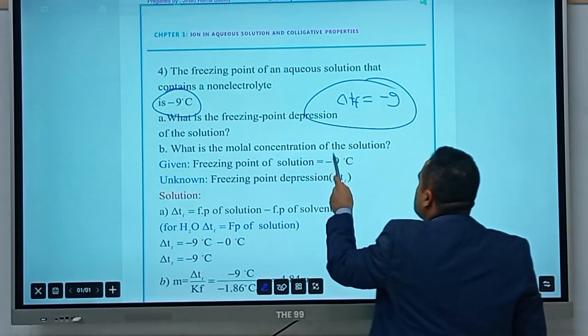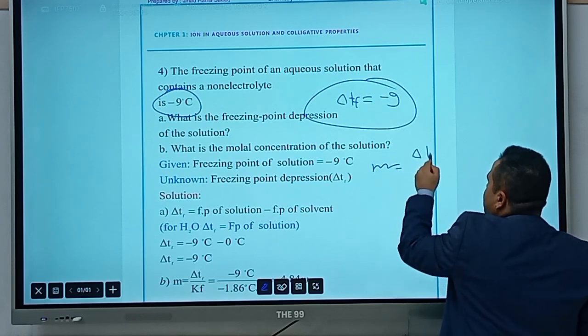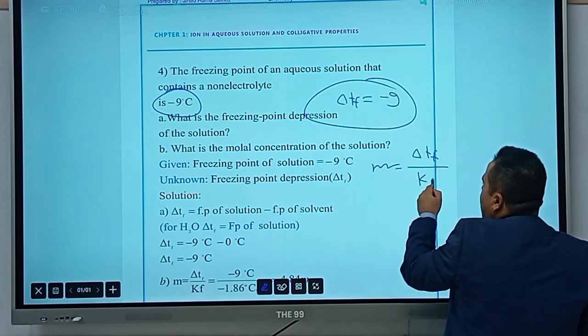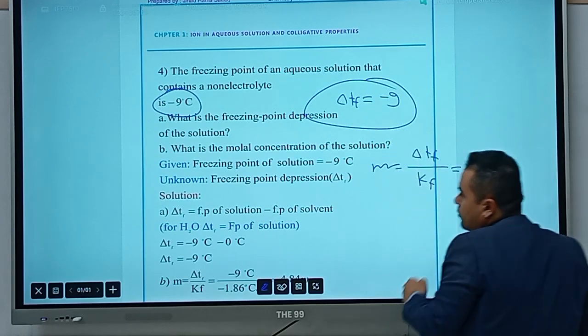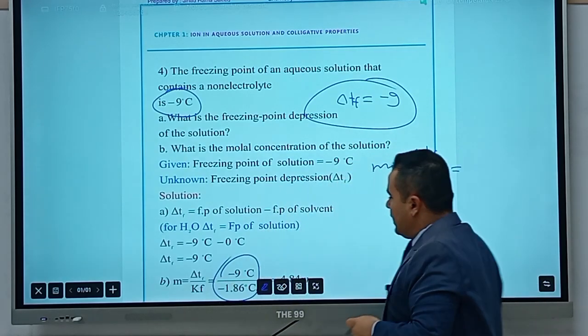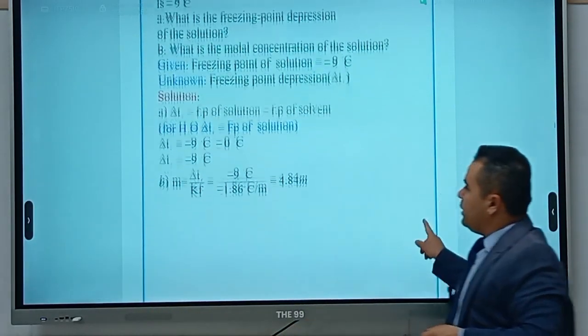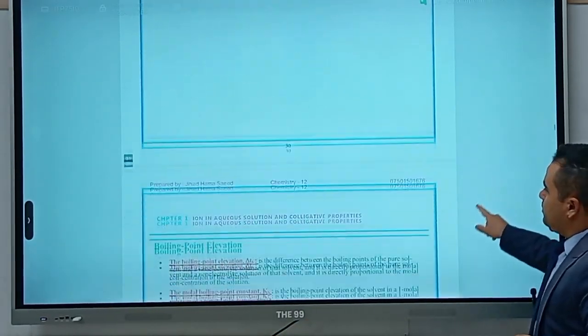And what's the molar concentration of the solution? Of course, M is equal to delta TF divided by KF, and is equal to minus 9 divided by minus 1.86, and results in 4.84 mole.